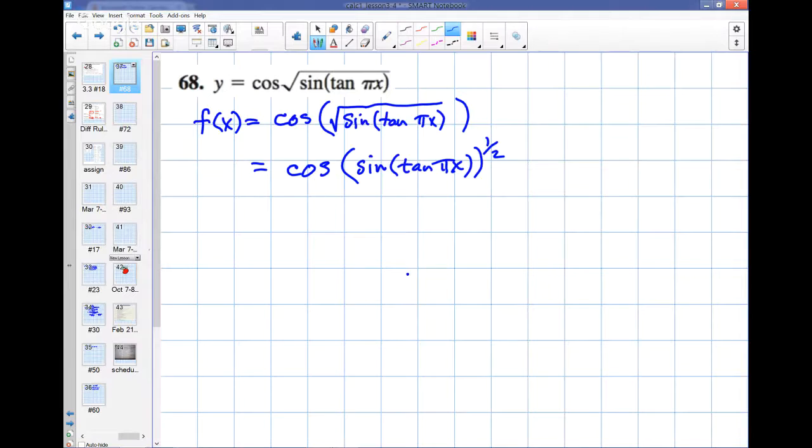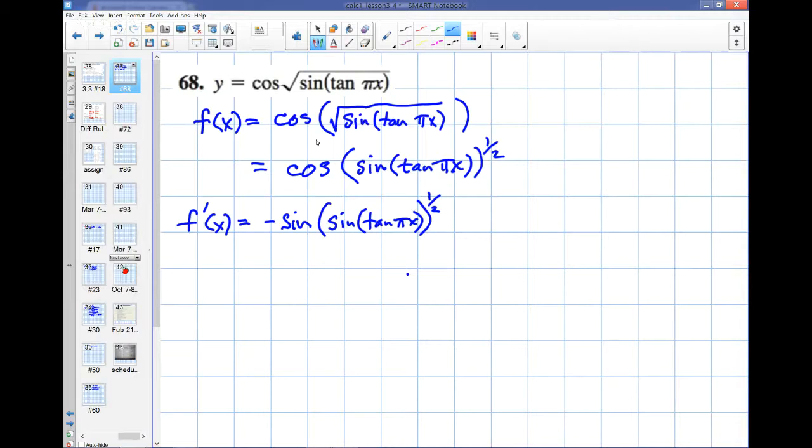So just rewriting the square root. Okay. Now, what's really important here is what's the outermost thing going on here? It's the cosine. So the first thing I've got to do, if I'm going to take the derivative, is handle the derivative of the cosine. And that would be minus the sine of all the same stuff. So that's the beginning.